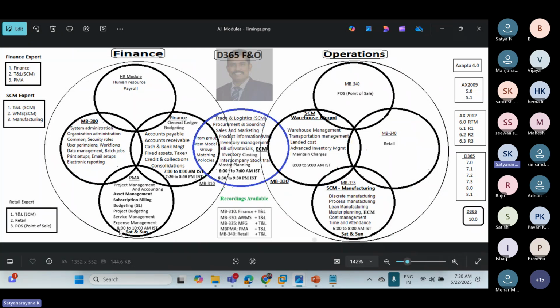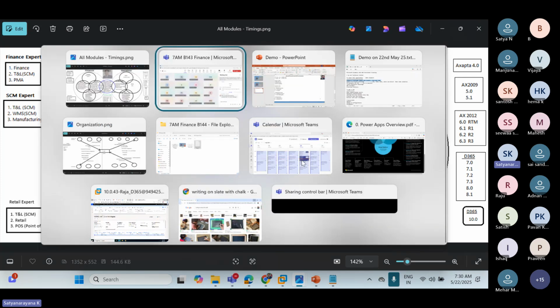Why am I conducting manufacturing and PMA on the weekends? Because majority of the time, people who join manufacturing or project management accounting are working professionals. Working professionals are busy with their day-to-day activities from Monday to Friday, occupied with projects. They are super busy and cannot spend time on weekdays. That is the reason I'm conducting these two on weekends. The rest, at present, are weekdays only, Monday to Friday, and we don't have weekend sessions.